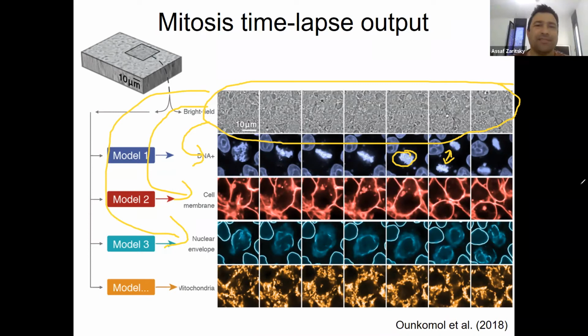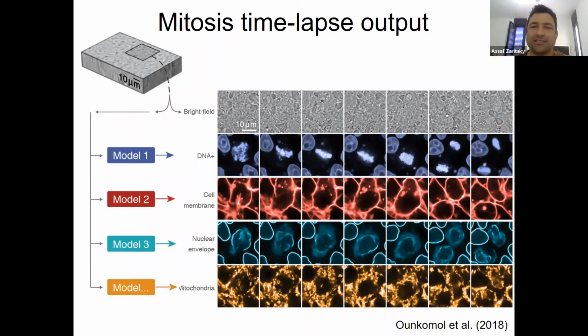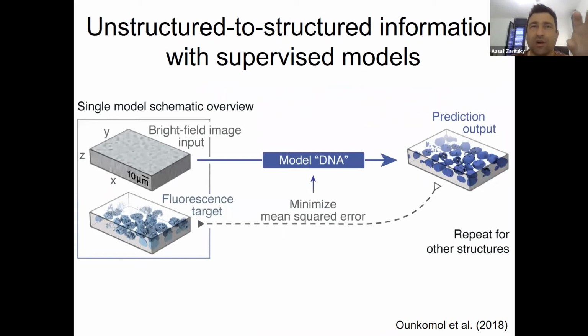So I missed something. Okay, so I'll go one slide back. Two slides back. We have one organelle. Each cell system has one organelle tag labeled fluorescently. So what we can learn is a model that can take a bright field image and generate one organelle. This is the training.